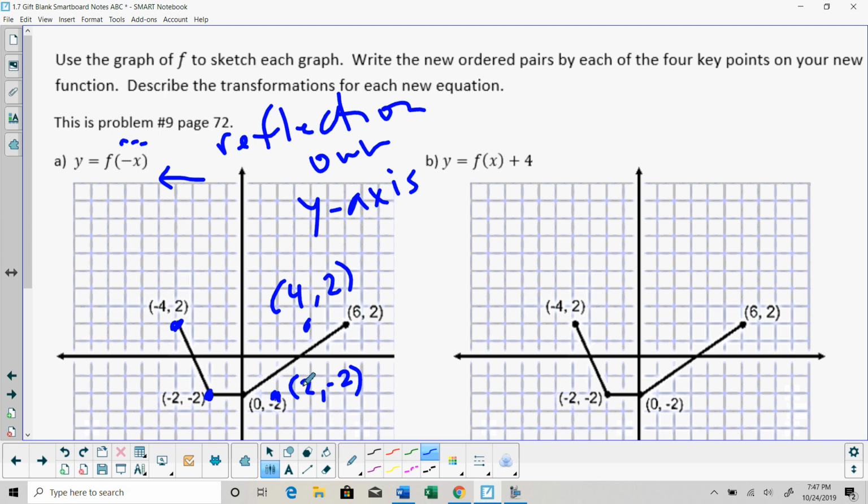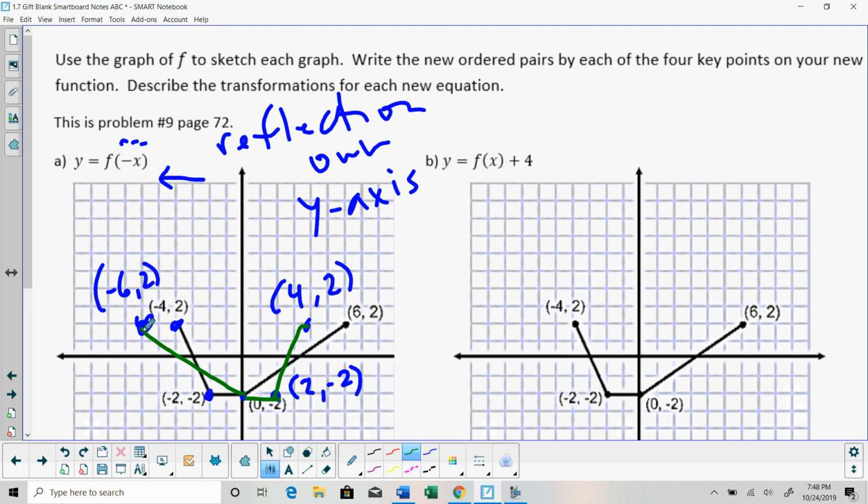And then 0, 2 is not going anywhere, so that's staying right there. And then this ordered pair, 6, 2, is going to get reflected over to -6, 2 over here. All right, so that's -6, 2. So now we're just going to connect those points. So that's going to be 4, 2 gets connected to 2, -2 gets connected to 0, -2 gets connected all the way out here to -6, 2. And you can hopefully see that this is a reflection of the original over the y-axis.